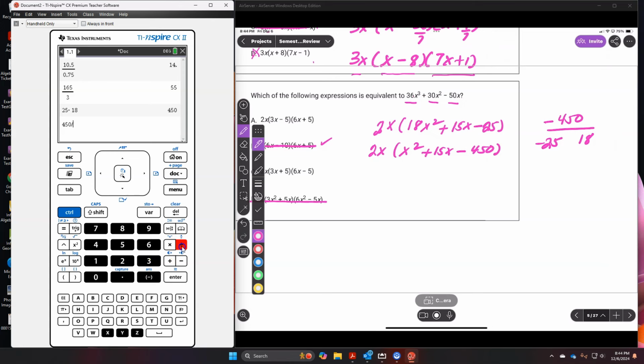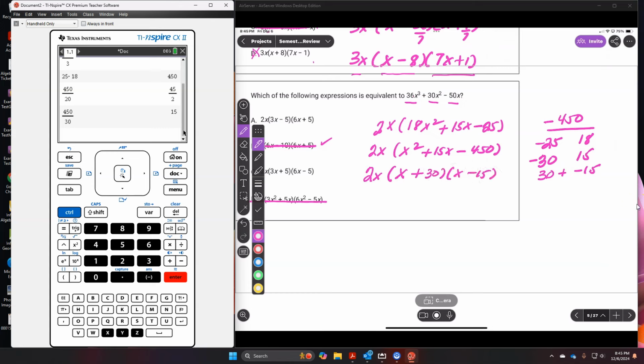So 450 divided by 20, 450 divided by 30. I'm just picking numbers. 450 divided by 30, 30 and 15. 30 and 15, one of them has to be negative. Well, guess what happens when it's 30 times negative 15? 30 times negative 15 gives you negative 450. So 30 plus negative 15 gives you 15, so that's going to work. So you have 2x parentheses x plus 30, x minus 15.